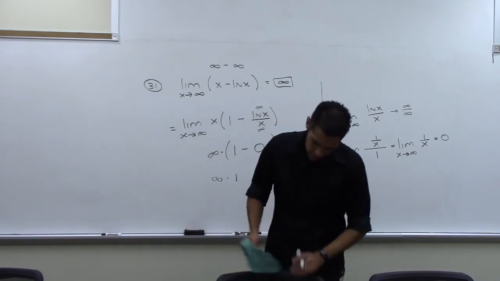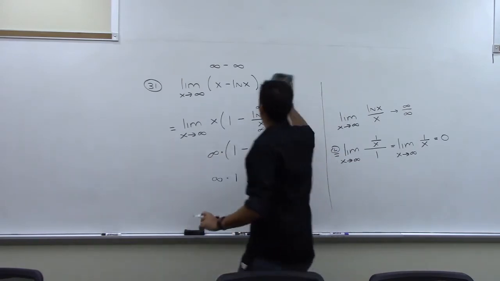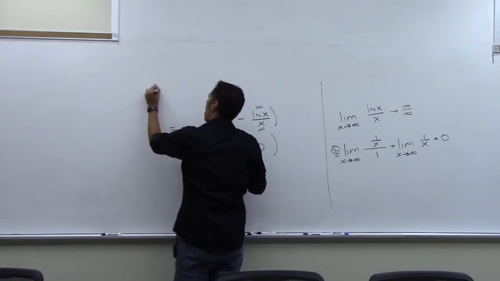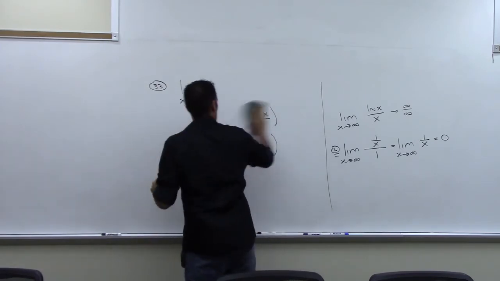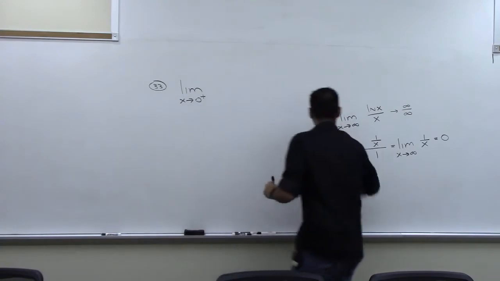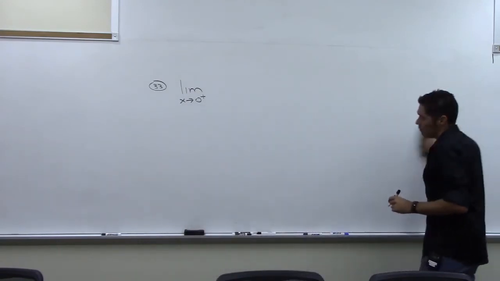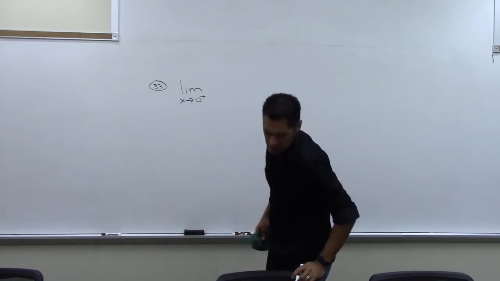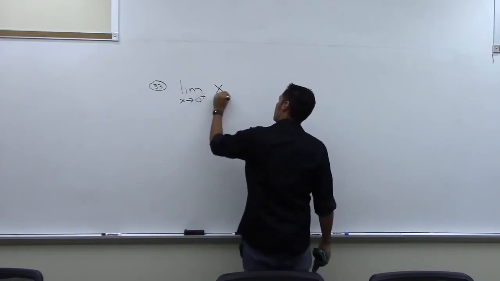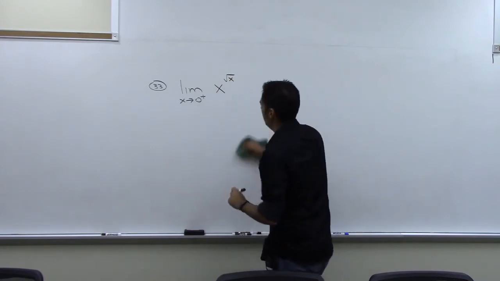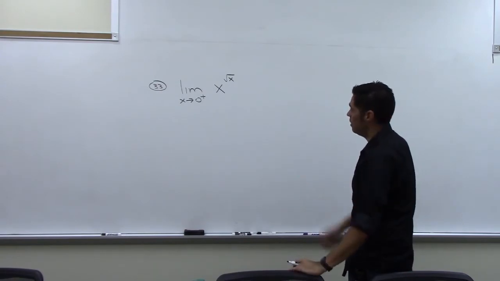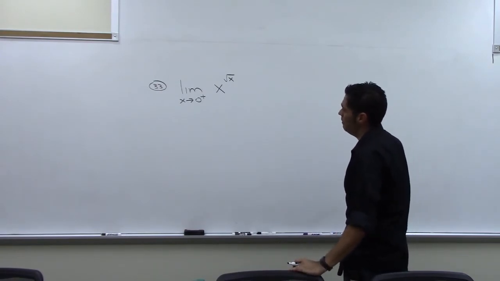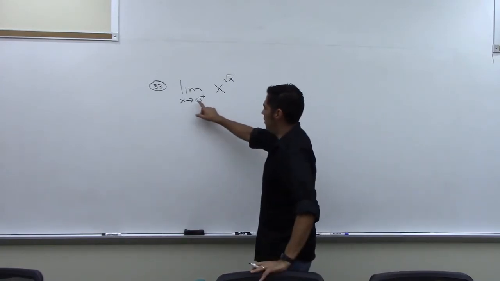Okay, 33. Limit as x goes to 0 from the right of x raised to the root x. All right. So what's happening here? These problems are very different than what we've done before. We're going to get a different type of indeterminate form. I think I said x goes to infinity. I meant to say x goes to 0.